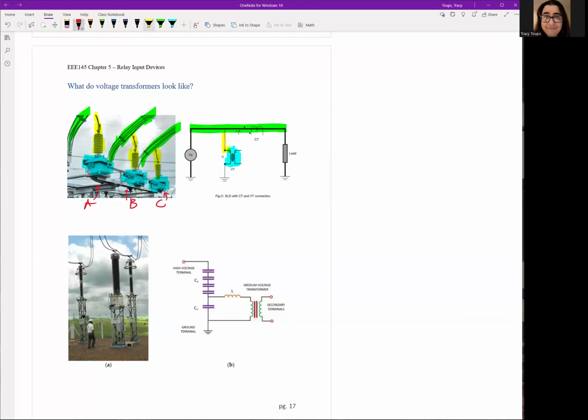Now, on the high voltage transmission side, we'll typically use something called a capacitive coupled, or I think they just call it a capacitive voltage transformer. Capacitive voltage transformer. Some people might call it CCVT for capacitive coupled voltage transformer, but I'm pretty sure the correct terminology is CVT. Okay.